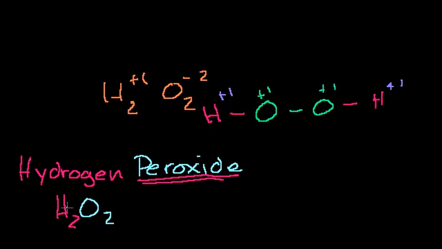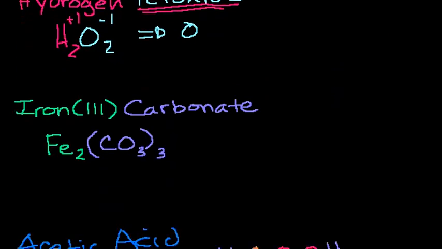So each of the hydrogens has an oxidation number of +1. Each of the oxygens has an oxidation number of -1. And so you have a net of 0. 2 times +1 plus 2 times -1 is 0. So that's just a special case and it's a good one to be familiar with.